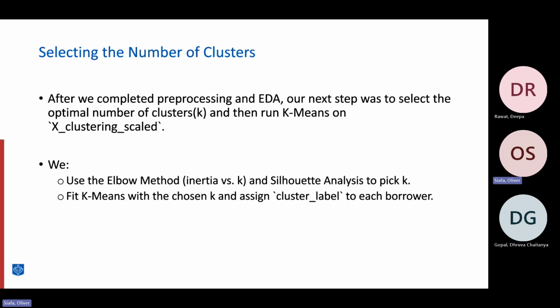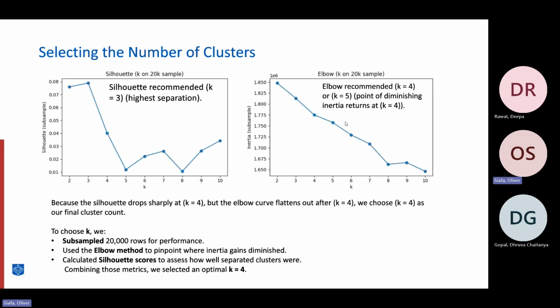After selecting K, we then ran K-means and assigned a cluster label to each borrower. To ensure this process was efficient, we subsampled 20,000 rows. This allows us to effectively use the elbow method to find where the gains in inertia started to diminish, and to calculate the silhouette scores to confirm our clusters are well separated.